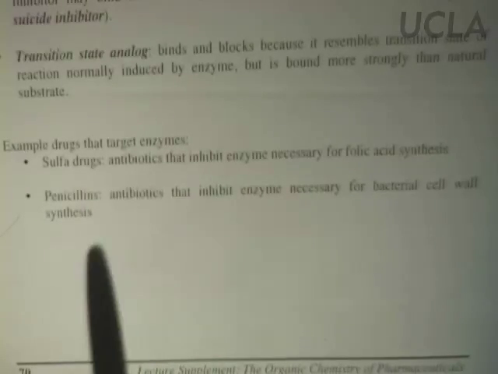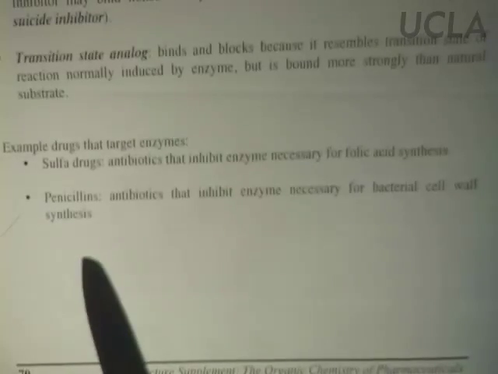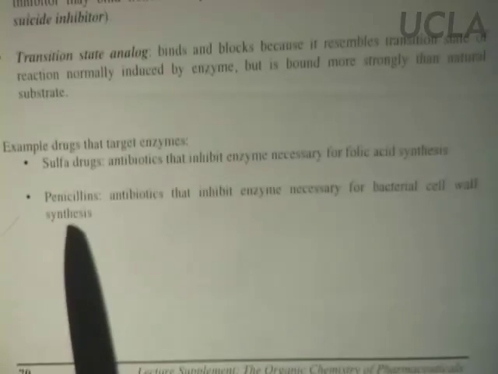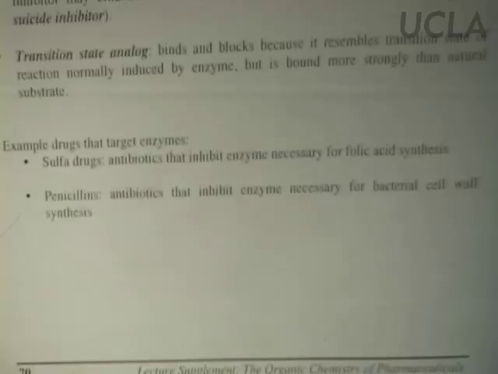Then there are penicillins, which are antibiotics that inhibit an enzyme necessary for bacterial wall synthesis. And unlike the sulfa drugs, which are temporary inhibitors, they're reversible, the penicillins generally work by irreversibly inhibiting that enzyme that's necessary for bacterial cell wall synthesis. So they are suicide inhibitors in that way.